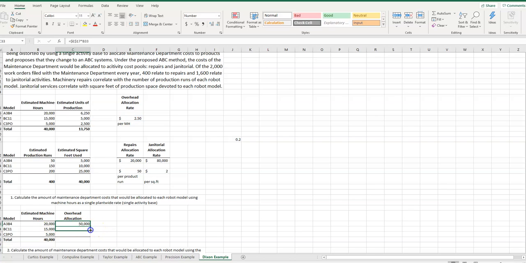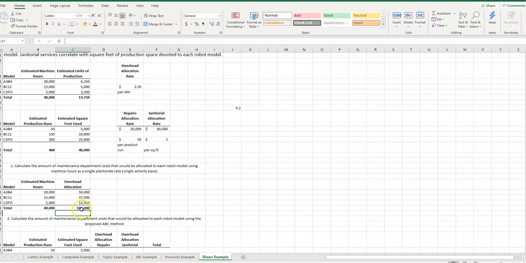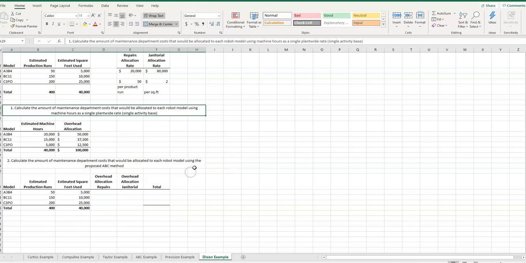I'm going to copy that calculation down and allocate overhead to each robot. Should add up to the total $100,000 in maintenance costs. As we can see, under this method, the A3B4 model gets the most overhead allocation, and the C3PO model gets the least overhead allocation.